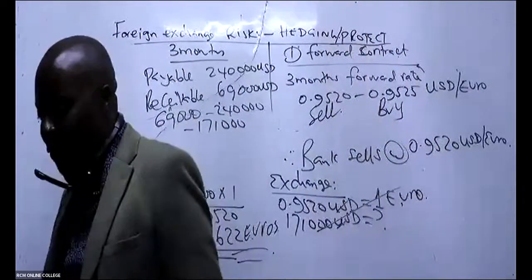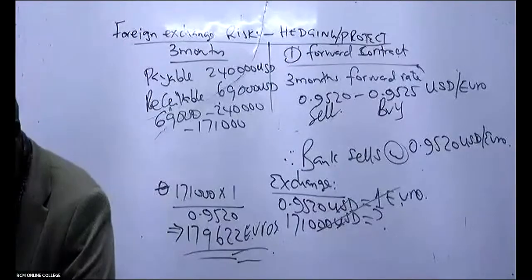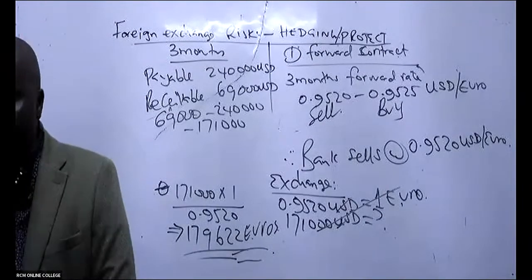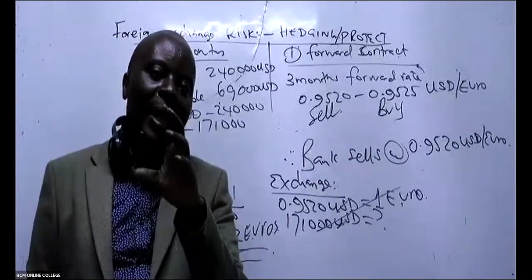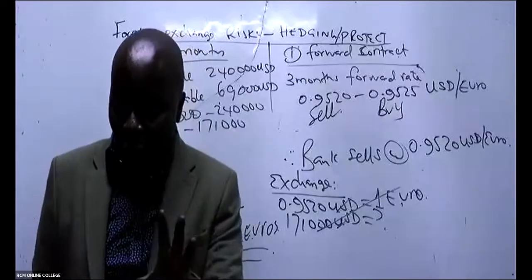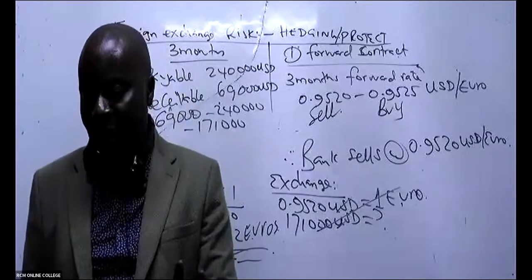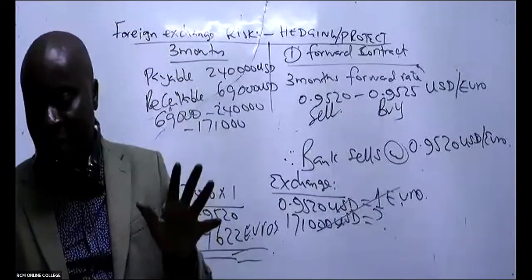Now once you get there, you can move on to a different question. So I would still want to do these 3 months, but I hedge 3 months using money markets. Let me hedge 3 months using money markets. So can I go to money markets for 3 months?